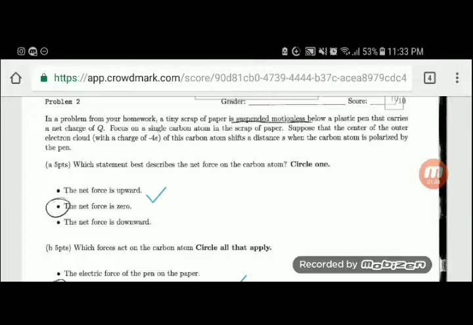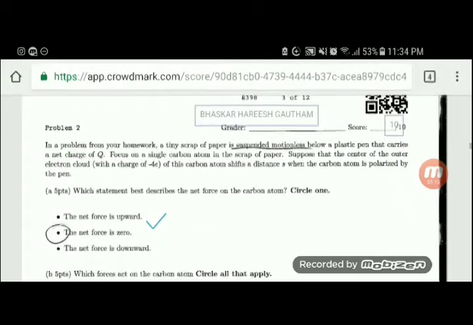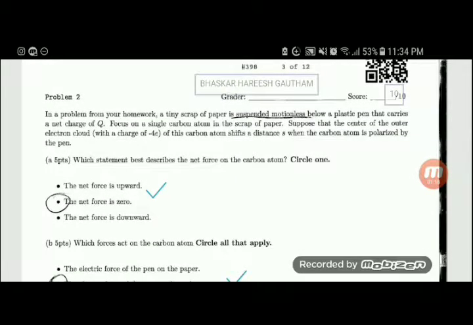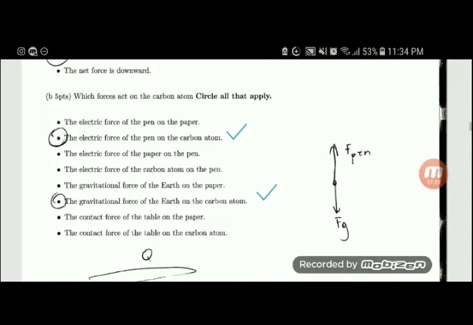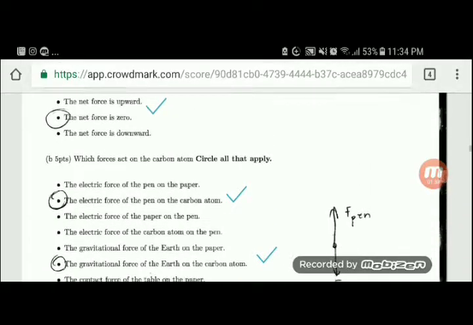For A and B of this problem, it actually wasn't quite as hard, so we're just going to run through those real quick. Net force is 0 because it's suspended motionless, as it says. And then the forces that act on the carbon atom are the electric force and the gravitational force. As I put on my paper, they actually cancel each other out, and that's the only way that it can truly have a net force of 0 where it's suspended motionless.